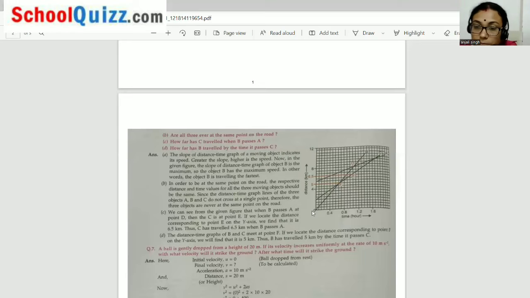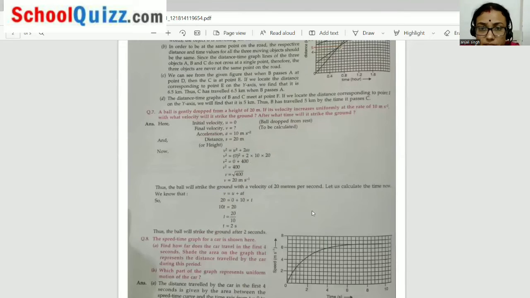Okay, students. Now the next is question number 7. In question number 7, a ball is gently dropped from a height of 20 meter, and its velocity increases uniformly at the rate of 10 meter per second square.